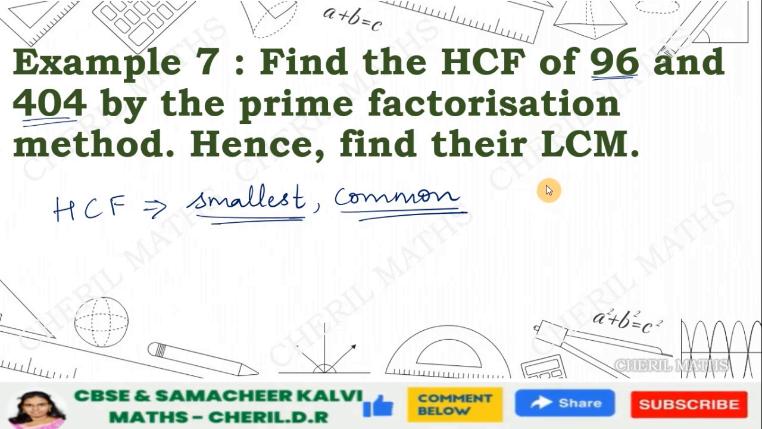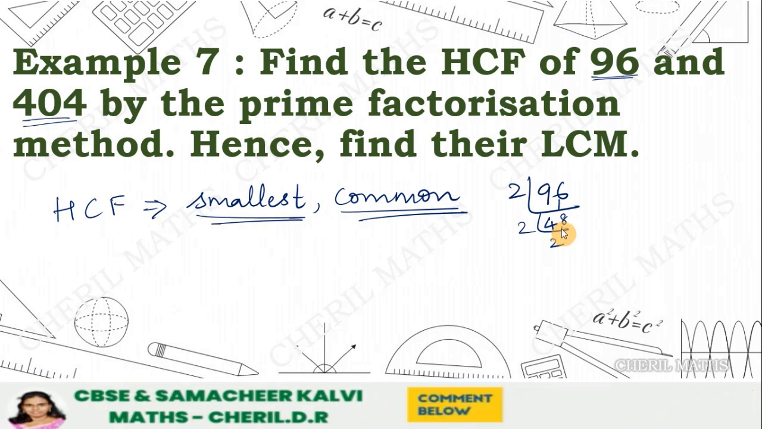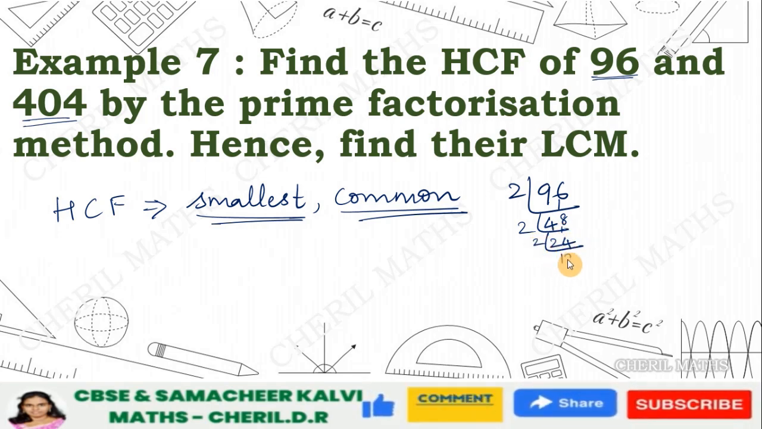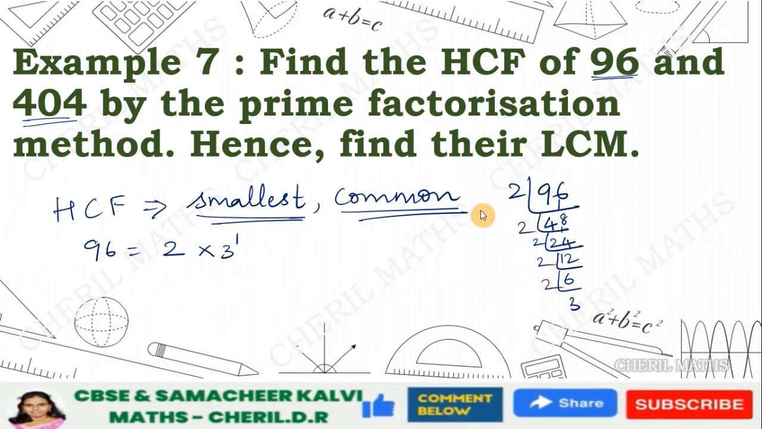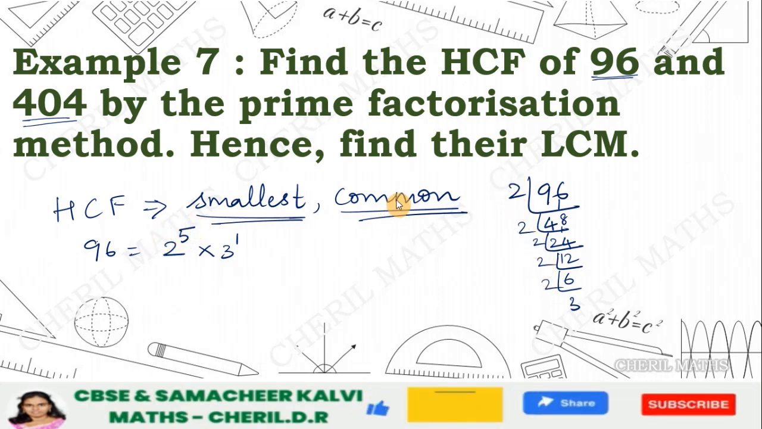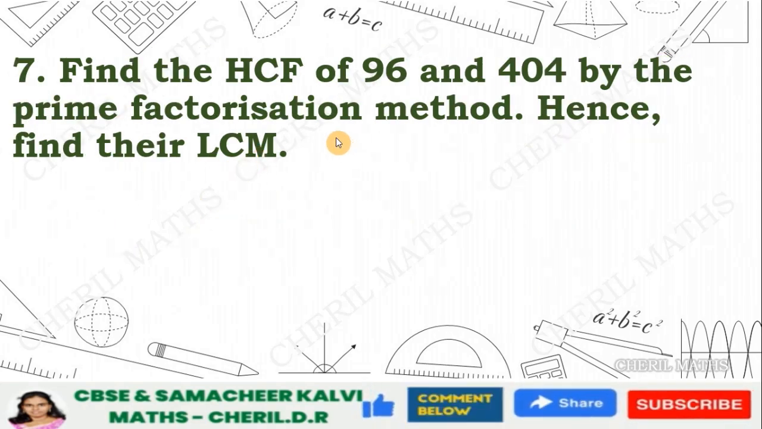So first let's do 96. Dividing by 2: 2 4s are 8, 2 8s are 16, 2 2s are 4, 2 4s are 8, 2 6s are 12, 2 3s are 6. So for 96 you have 2 and 3. 3 to the power of 1, and how many 2s do you have? 1, 2, 3, 4, 5. So for 96 we have 2 to the power of 5 into 3 to the power of 1.